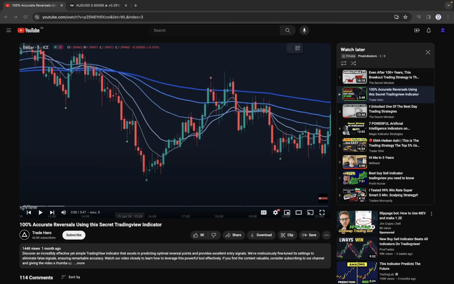100% accurate reversals using this secret TradingView indicator. Today we are about to test this strategy. Is it really 100% accurate? We will see. Shout out to Trade Hero for the video and let's dive in.